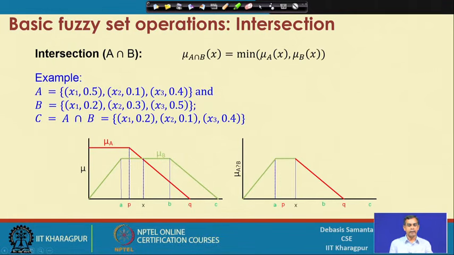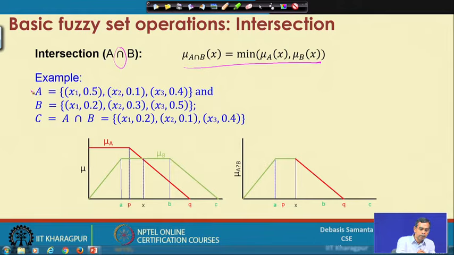Now, let us discuss the intersection operation. The intersection of two fuzzy sets is denoted by this symbol, it is cap. So, here the membership function of the resultant fuzzy set A cap B is denoted by this expression. In the case of union it was max, whereas in the case of intersection we have to take the minimum of the two membership values for which A and B belong.